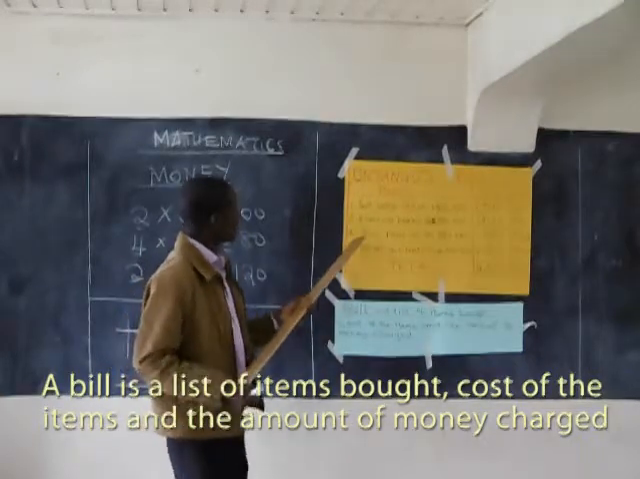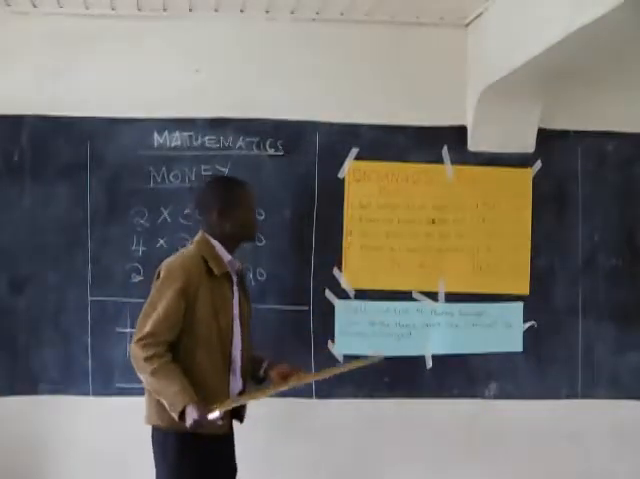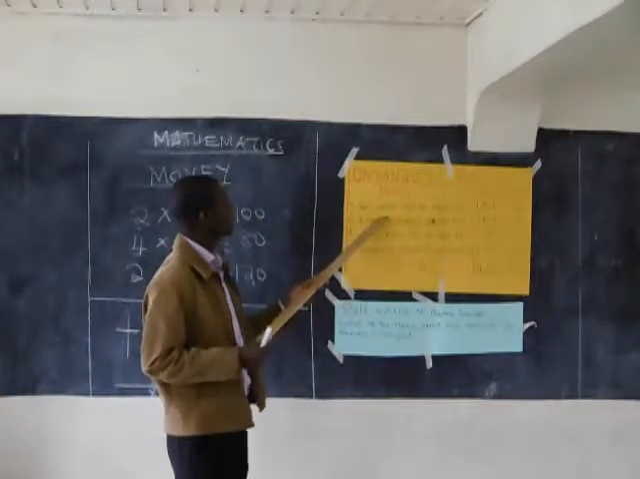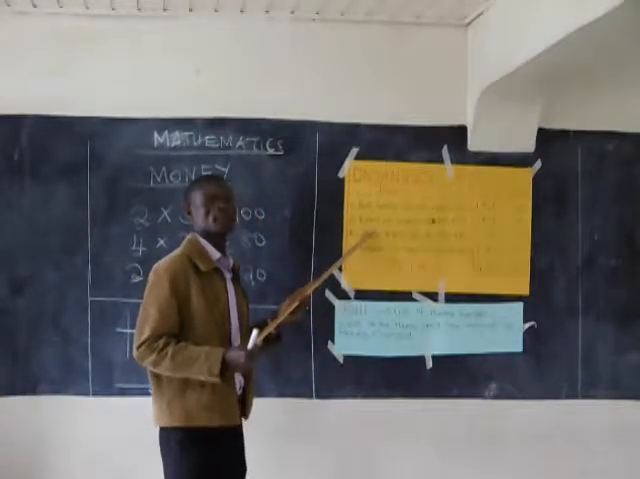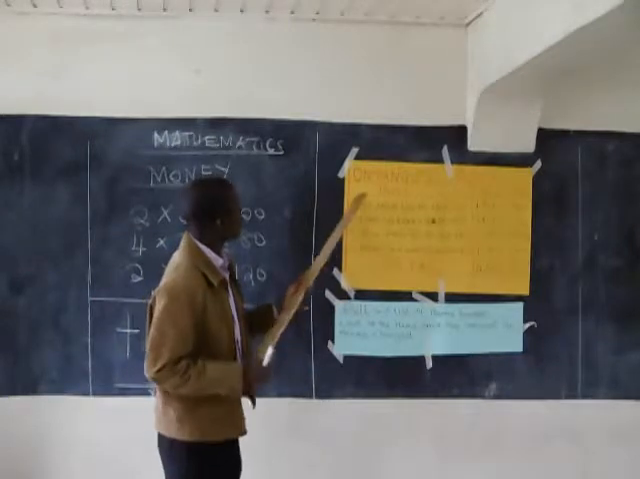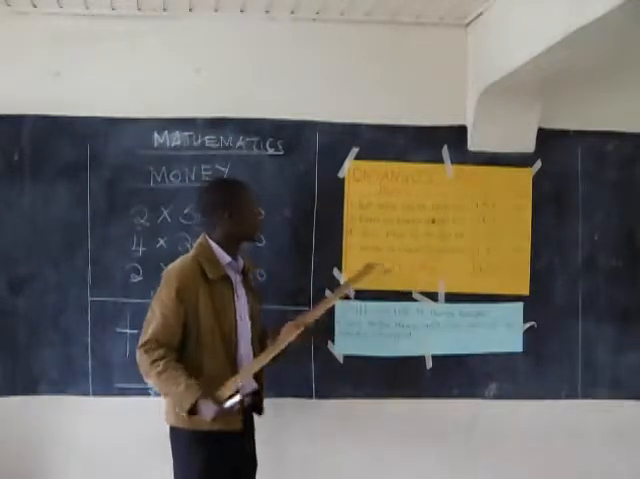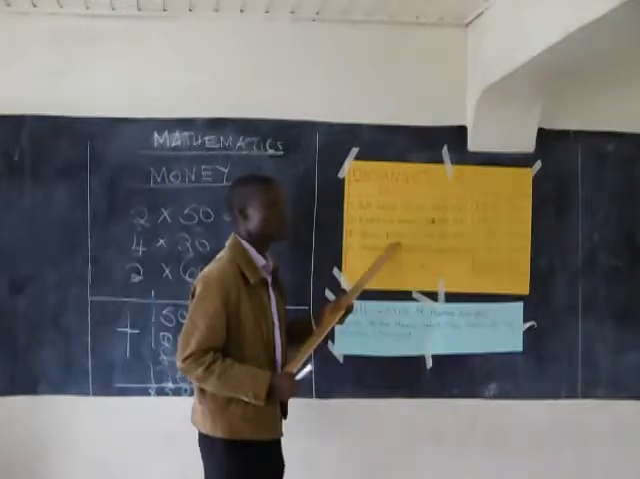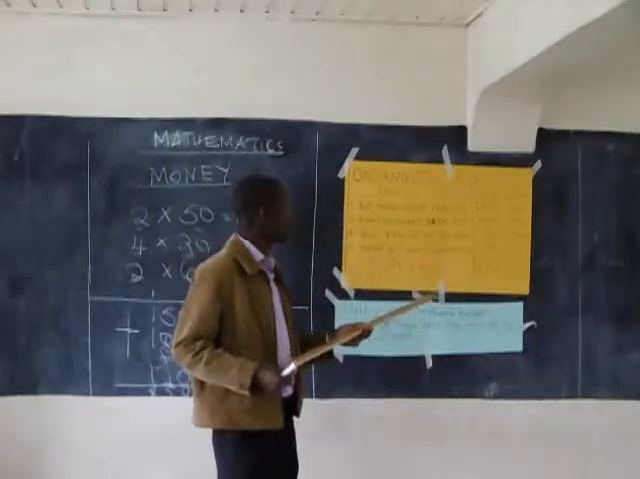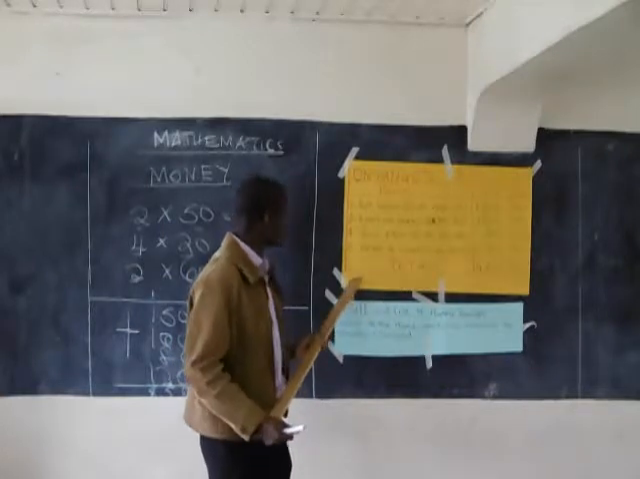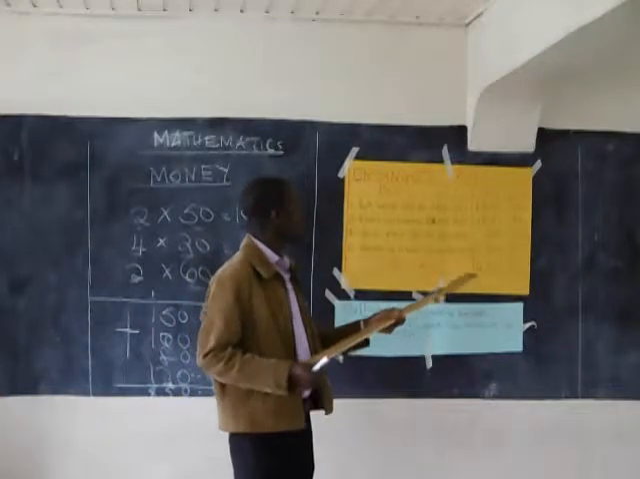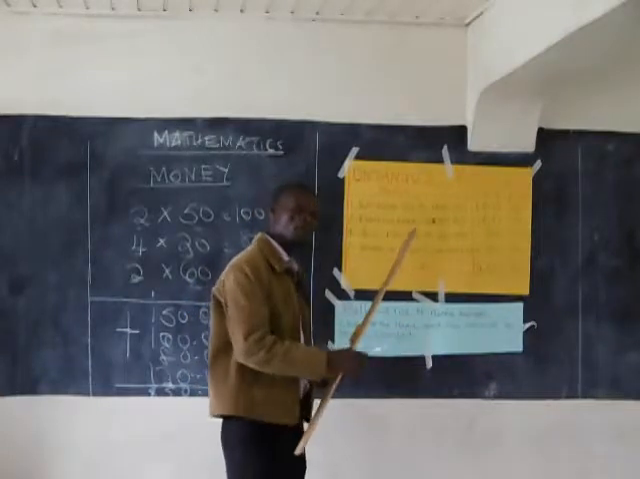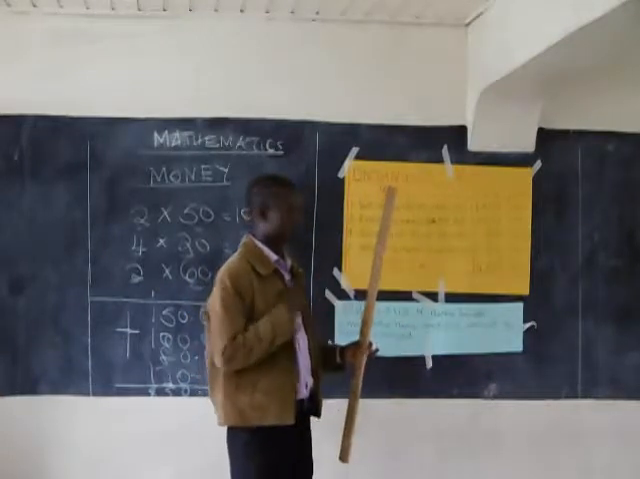Now, after knowing the cost of the bill, class, I need to pay for these items. Remember, these items I bought from the shop, but I did not pay for them. Why? Because I wanted to know how much I am supposed to pay. So I had to work out my bill to know the amount of money I'm supposed to pay. But now we know that I'm going to pay 450 shillings for all the items. Therefore, I'm going to pay for my bill.